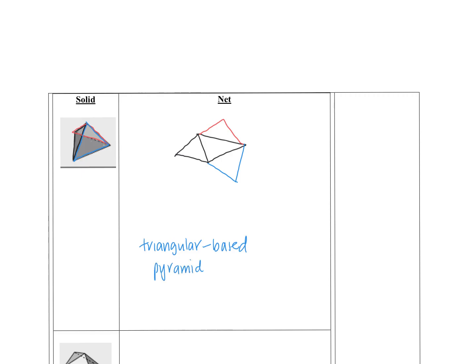Because the base is a triangle, that's why it's called a triangular base pyramid. So the important thing is the base here is a triangle. And then all the lateral surfaces. Lateral means the slanted surface.